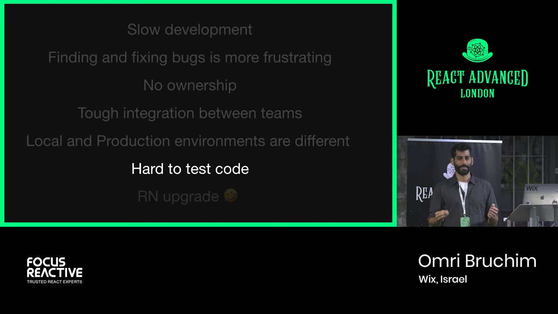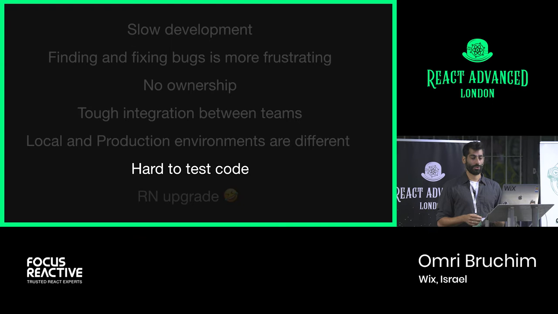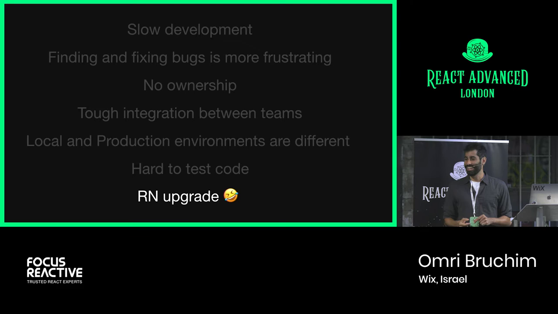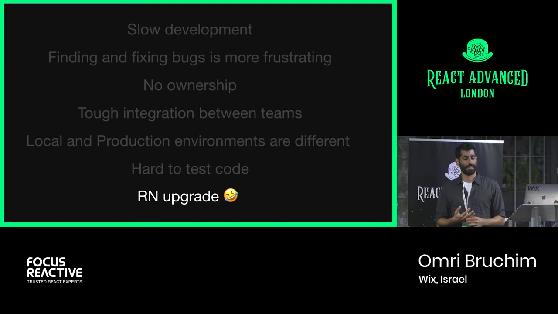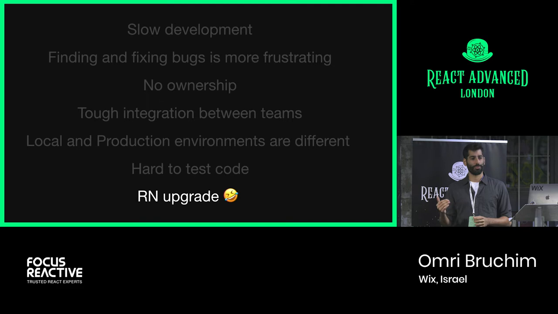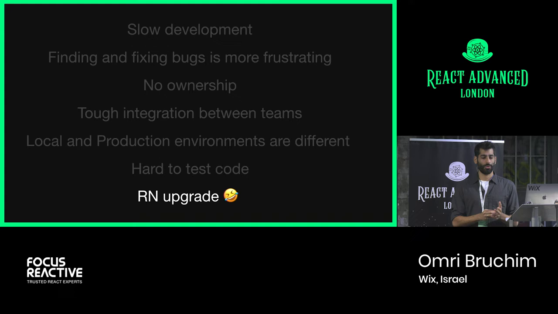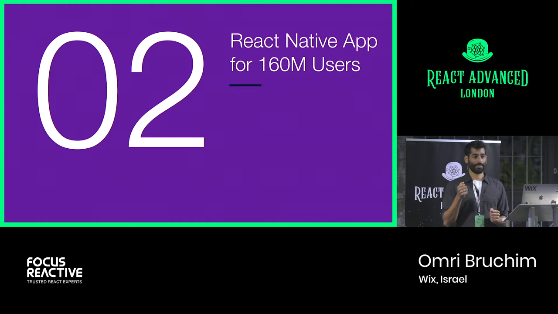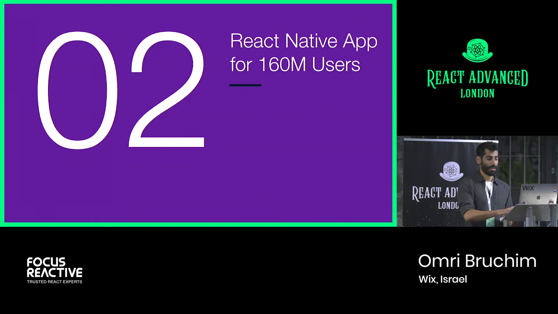So we need to change the architecture of the application. Okay, React Native upgrade. You're kidding. It's impossible. It's impossible to take one repository with 100 people and suddenly decide to upgrade React Native. For us, it was a freeze of 3 weeks in which we didn't release any application to the store, and we had to change it. So, how did we do it? How do we take an application for 160 million users and make the development velocity much faster?